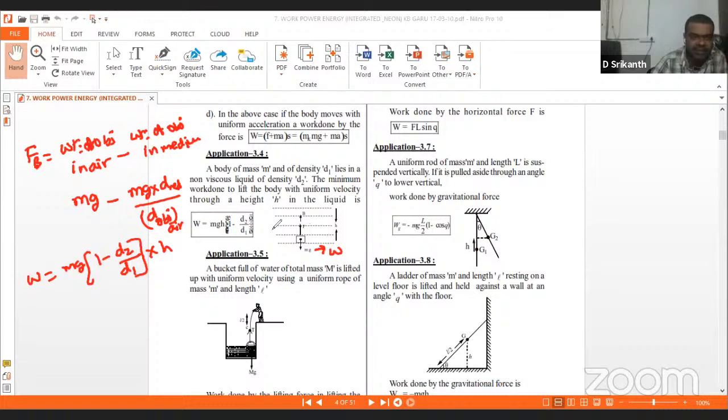Because this upthrust is acting in the upward direction, and displacement is also acting in the upward direction. So work done is equal to mgh times 1 minus d2 by d1.